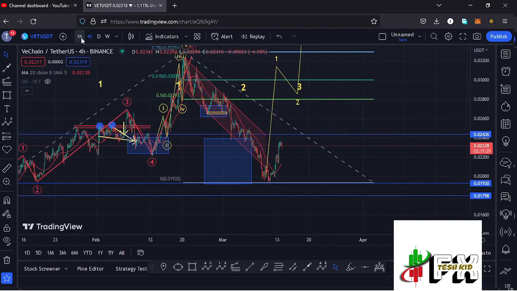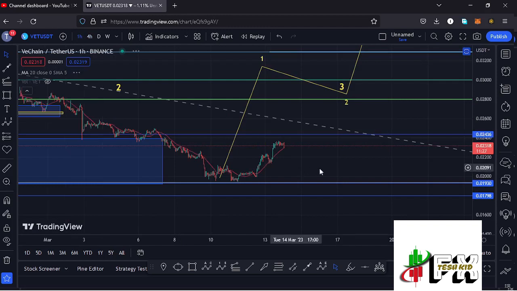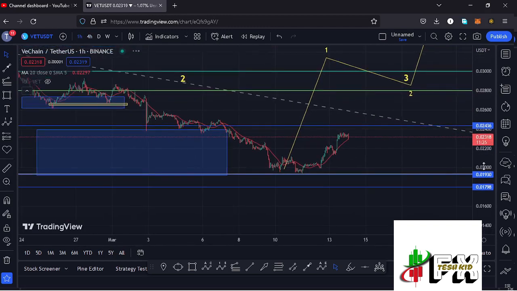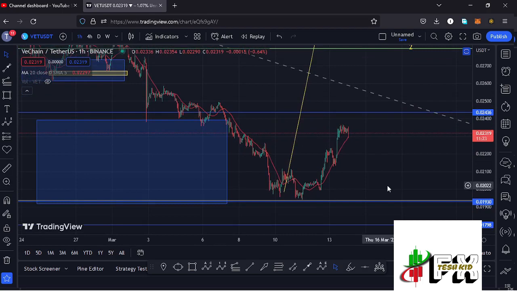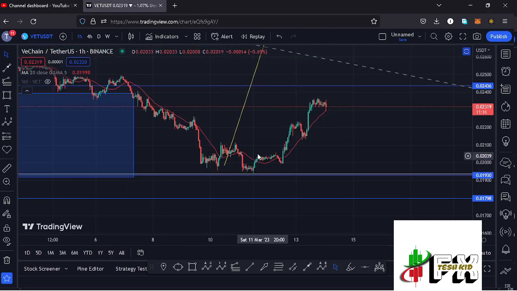So jumping to the 1-hour chart for further analysis and to give you the micro count, that is the micro Elliott wave count in the formation of that larger Elliott wave count 3. You can see that down here, this is where we made our low in the formation of that higher Elliott wave count 2, and after seeing that low, we have been seeing a very nice bounce to the upper side.